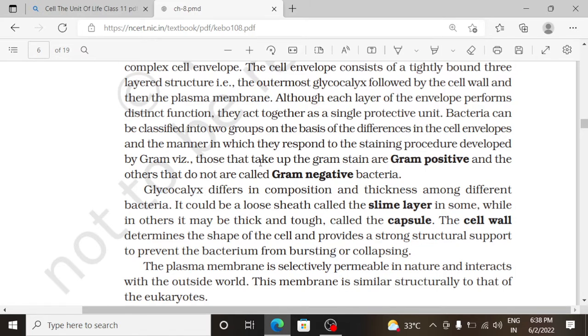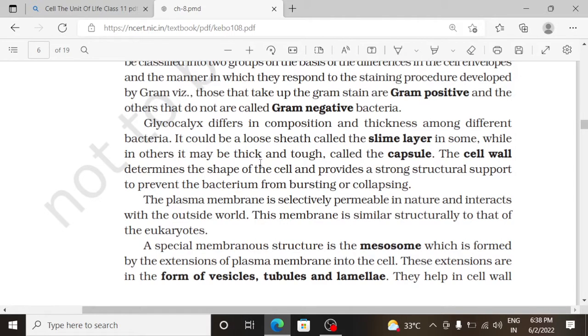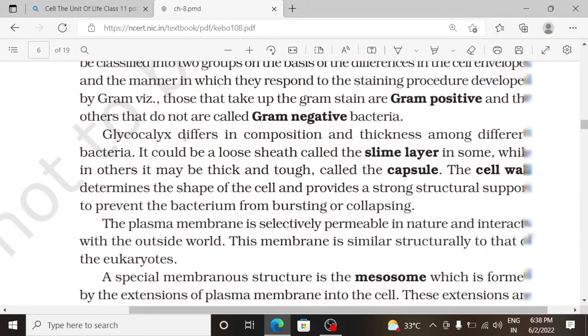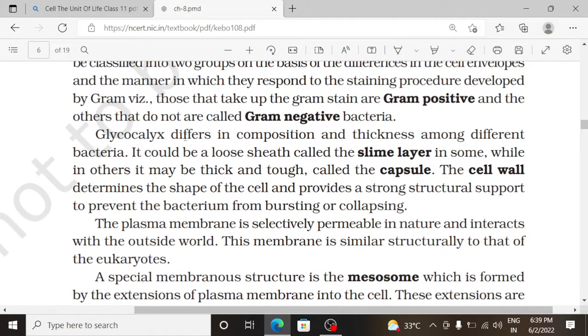Bacteria can be classified into two groups on the basis of the differences in the cell envelopes and the manner in which they respond to the staining procedure developed by Gram. That is, those that take up the Gram stain are Gram positive and others that do not are Gram negative bacteria. Glycocalyx differs in composition and thickness among different bacteria. It could be loose sheath called slime layer in some, while in others it may be thick and tough called the capsule.